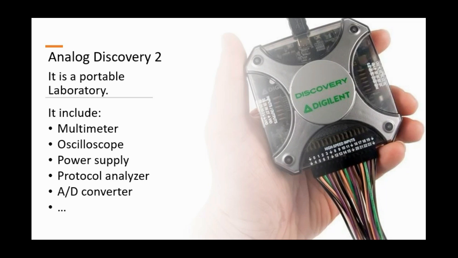The solution is the Analog Discovery 2 device. It is a portable device that you can hold in your hand, as you can also see in the picture. This device includes the multimeter, oscilloscope, power supply, spectrum analyzer, A to D converter, and a lot of other features that we will go over in detail and use.